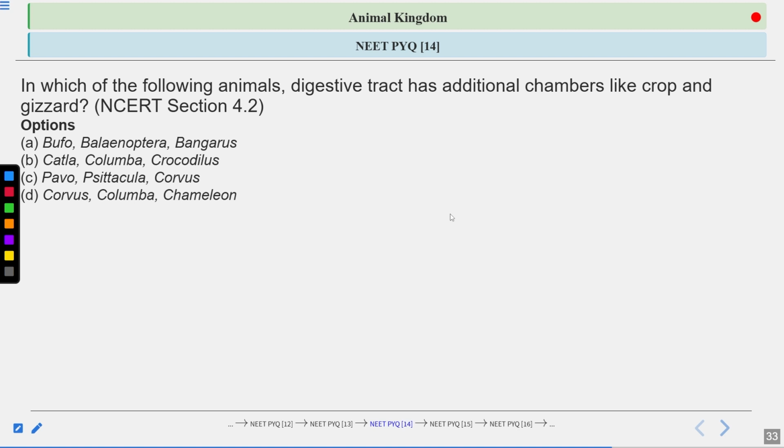A, Bufo, Balaenoptera, Bungarus. B, Catla, Columba and Crocodilus. C, Pavo, Psittacula and Corvus. D, Corvus, Columba and Chameleon. So you can solve this question in the given time and then we will check out the correct answer. Okay, let us move to the correct answer.